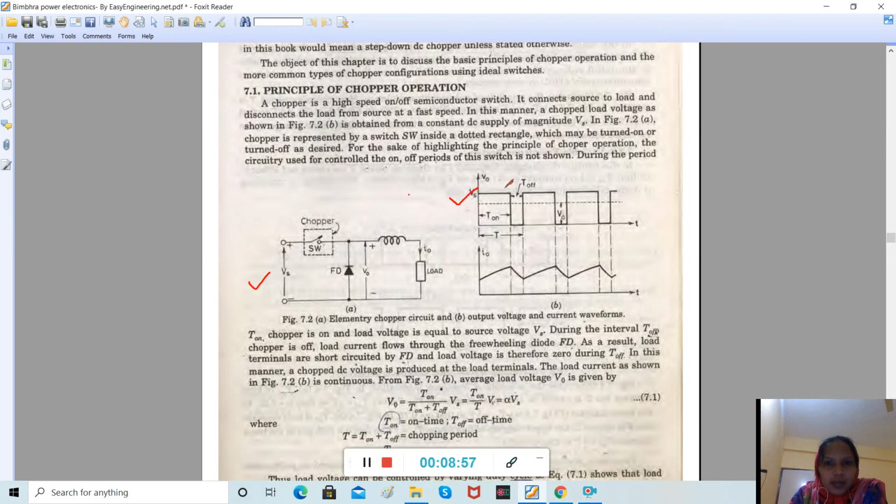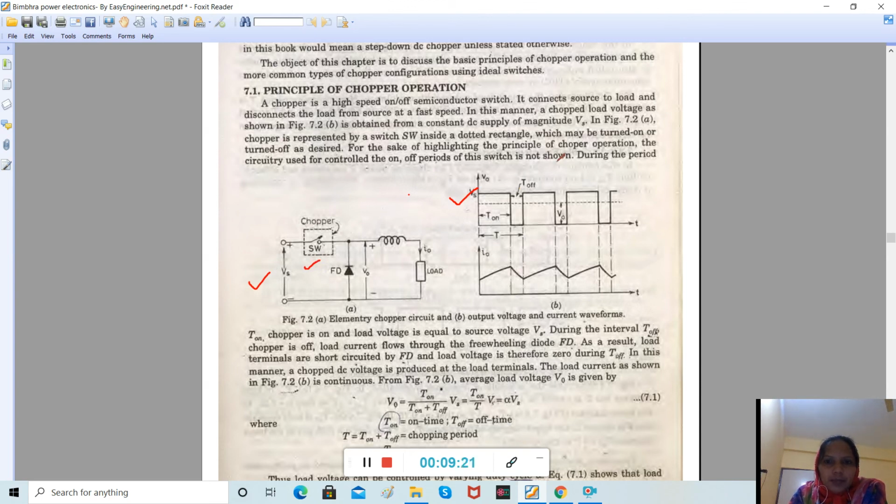See here, the supply voltage magnitude is Vs, and this is the output DC voltage. The output has the manner of chopped load voltage. Chopped voltage is obtained at the load side. So the chopper is represented by a switch SW inside a dotted rectangle. This is the chopper representation, which may be turned on and turned off as desired.